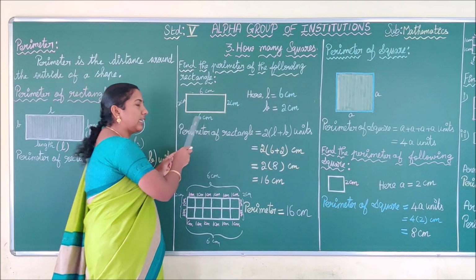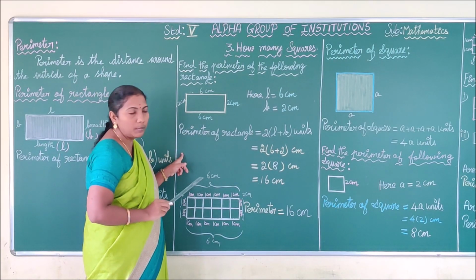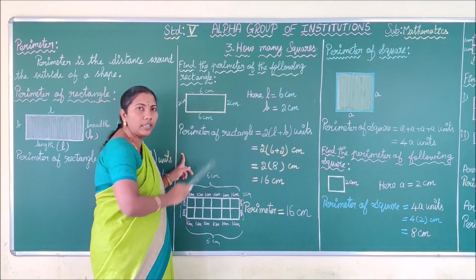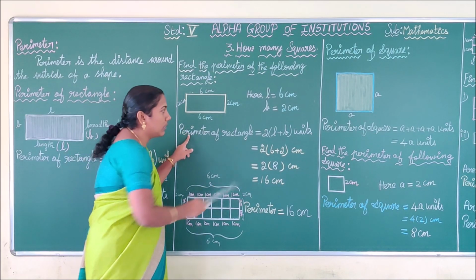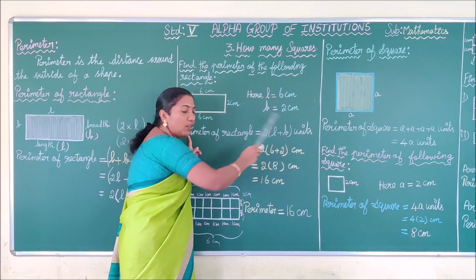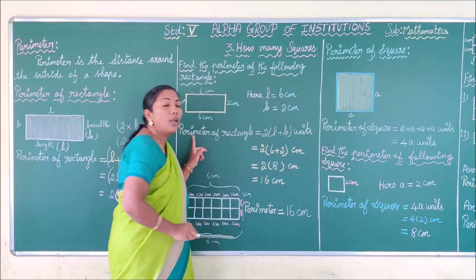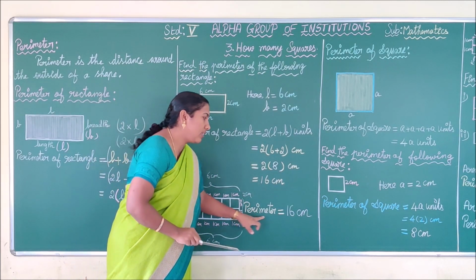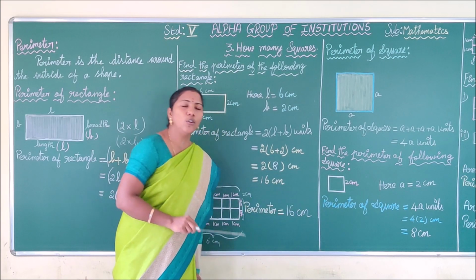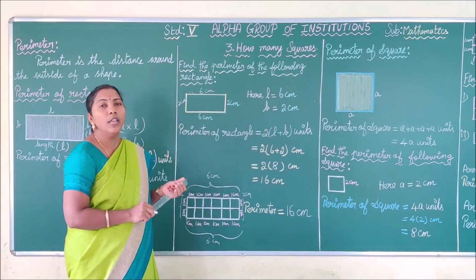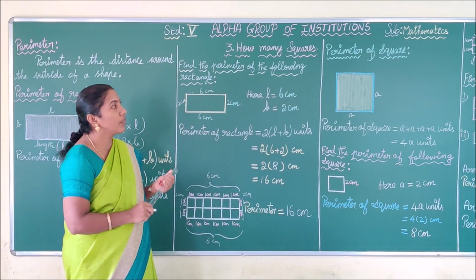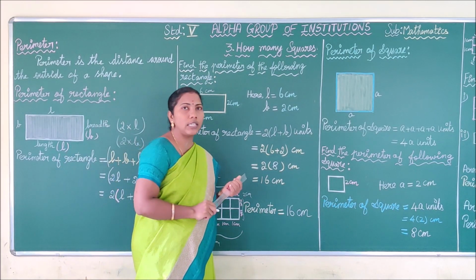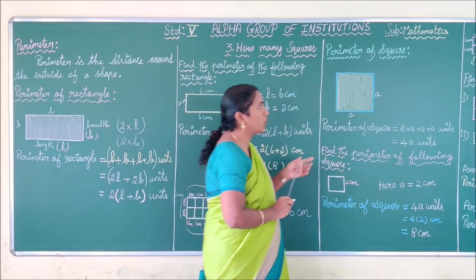Thus for the rectangle, by using the direct method we found 16 centimeter. By using the formula method, that is 2 into L plus B, we find the answer 16 centimeter. By using the squares, we also find the perimeter as 16 centimeter. I hope you understand the concept of perimeter very well. Okay. Next we are going to see the perimeter of a square.